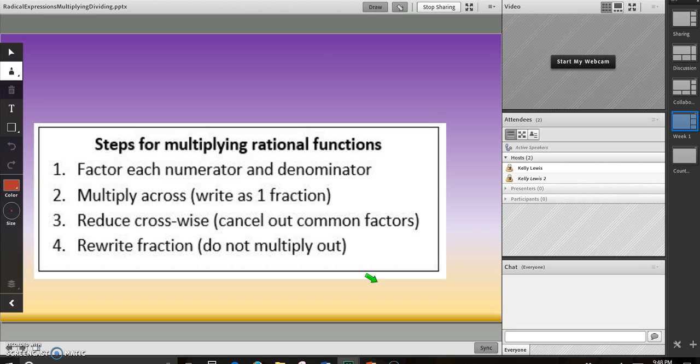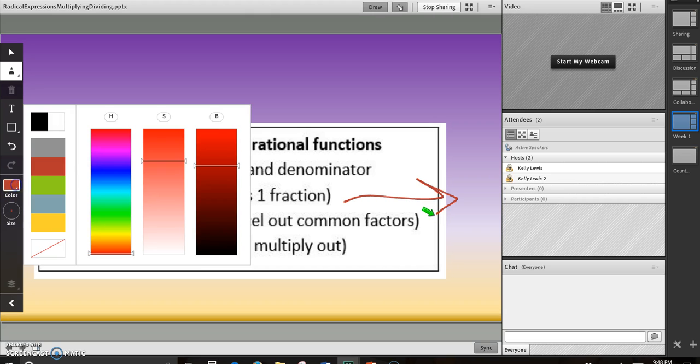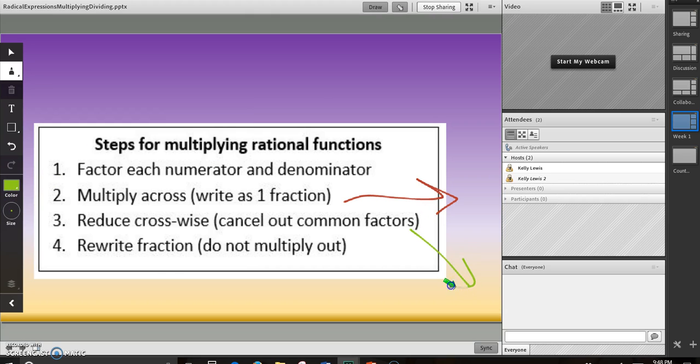All right, so for multiplying rational functions, first, factor the numerator and denominator. I like to do it in different colors. And then you multiply across, okay? Then you cross reduce to cancel out common factors, and then you rewrite. But don't multiply out. You'll see what I mean when I say don't multiply it out.